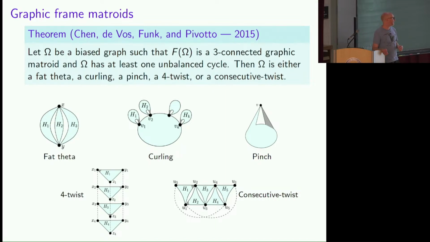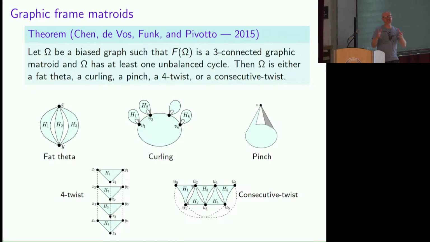And that can happen in precisely 6 scenarios. So 5 of them are given by this theorem by Rongchen, Matt DeVos, Darrell Funk, and René Pivotto. So these are 5 pictures, and note that 4 of them are signed graphic. All of them are signed graphic apart from the fat theta. Every other one has some shading, which tells you which edges belong to that distinguished set, the set sigma. So a cycle is balanced if and only if it contains an even number of shaded edges. So that's going to be relevant.